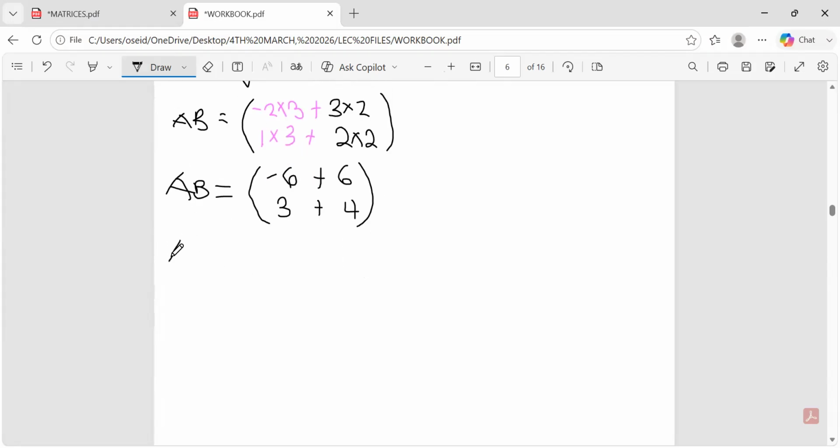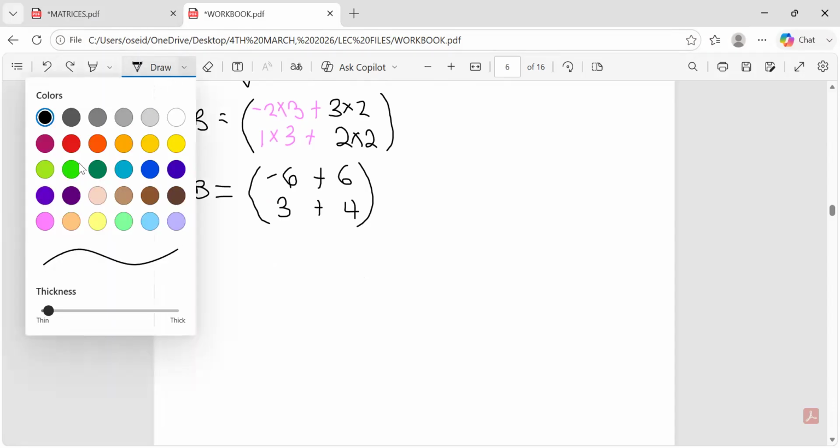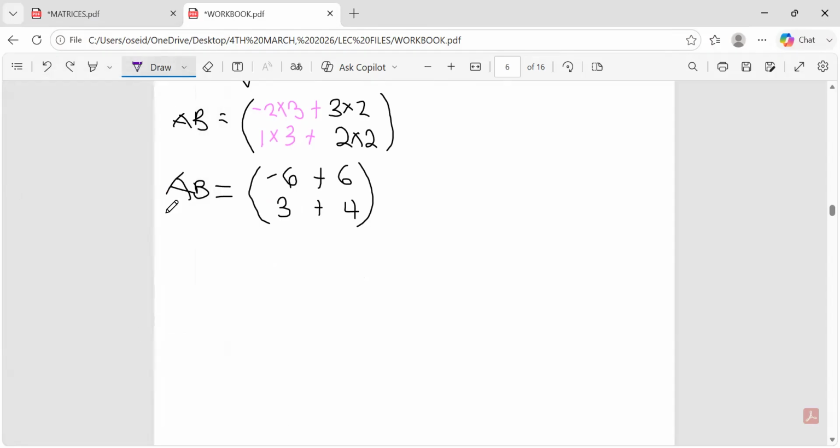So AB will be equal to negative 6 plus 6 will give us 0. Then 3 plus 4 will give us 7. So AB will be equal to 0, 7. And now we have a 2 by 1 matrix.